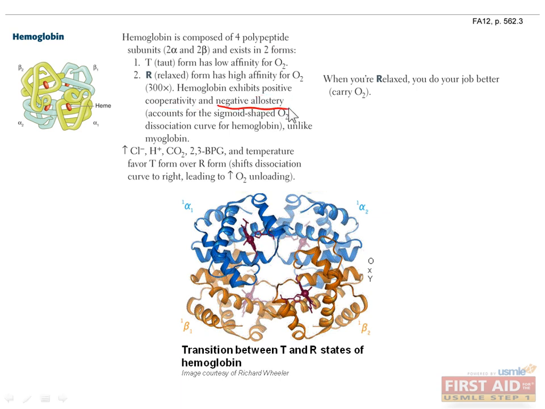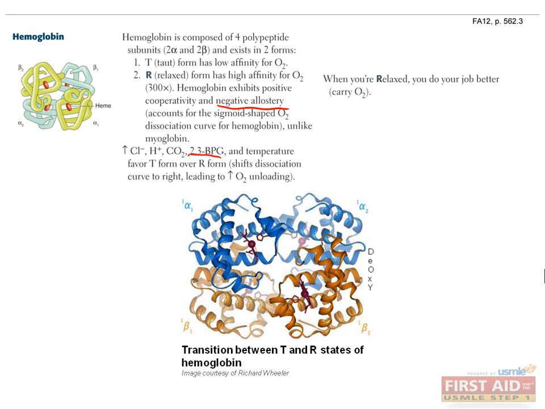Negative allostery occurs when something like 2,3-bisphosphoglycerate binds to hemoglobin and stabilizes the taut form, as you see here, and reduces its affinity for oxygen. So how is this different from myoglobin? Well, myoglobin is a monomeric heme protein similar to the alpha subunit of hemoglobin. And because it's monomeric, it's not capable of having these quaternary structural shifts mediated by allosteric interactions.